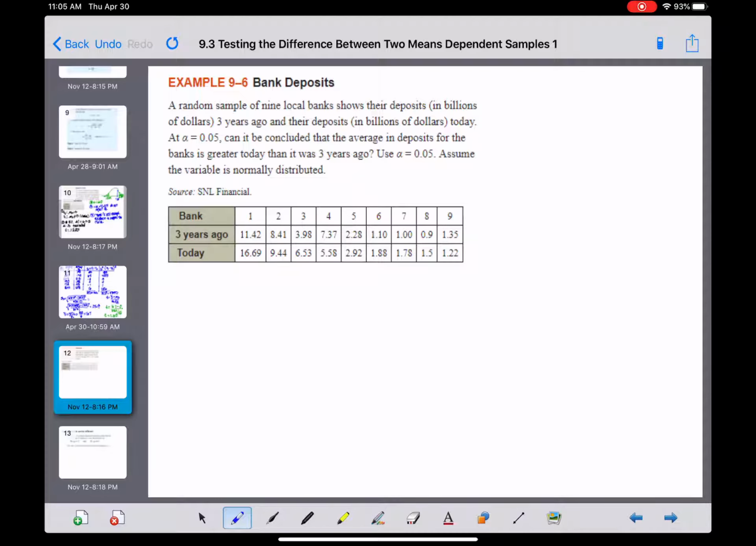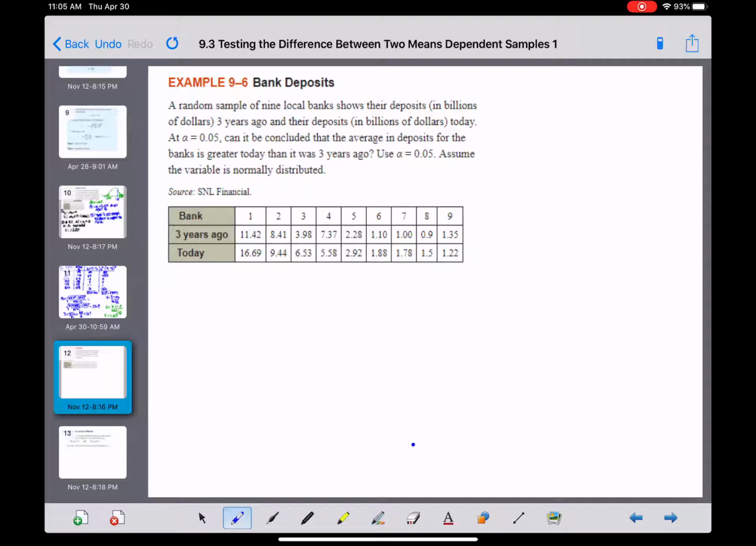I'm not going to write down all of the data to calculate everything on this example in the video, but it will be in the notes, so you can look there to check your values. So I'll give you what the values are. Okay, so a random sample of 9 local banks shows their deposits in billions of dollars 3 years ago and their deposits in billions of dollars today.